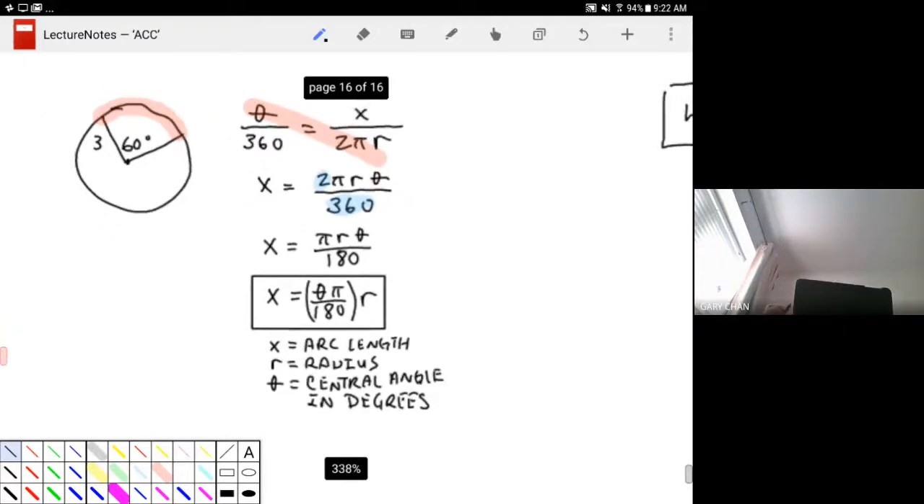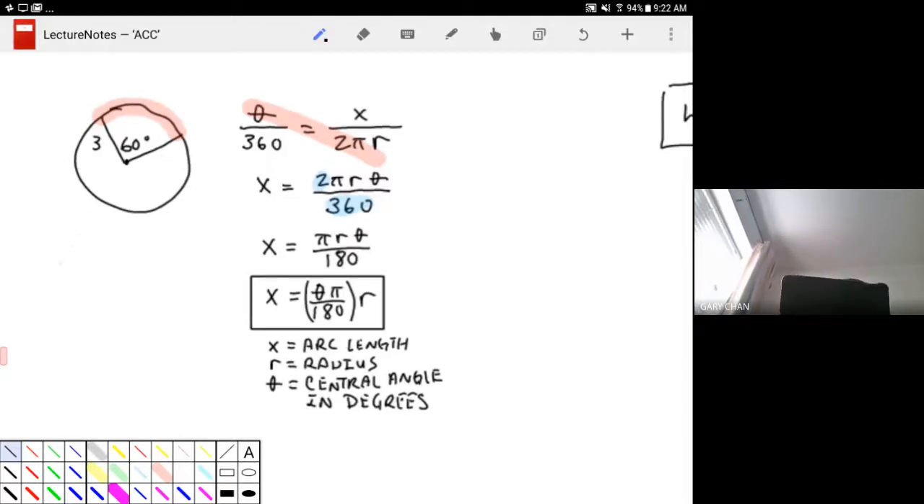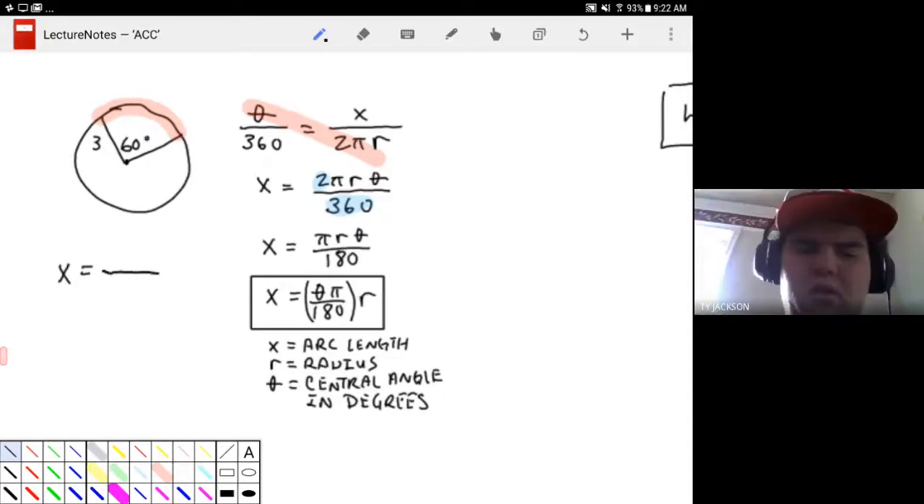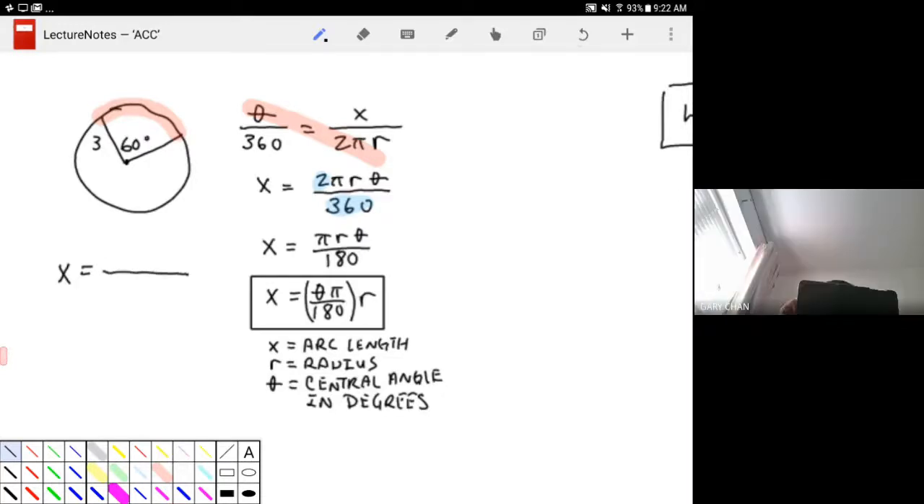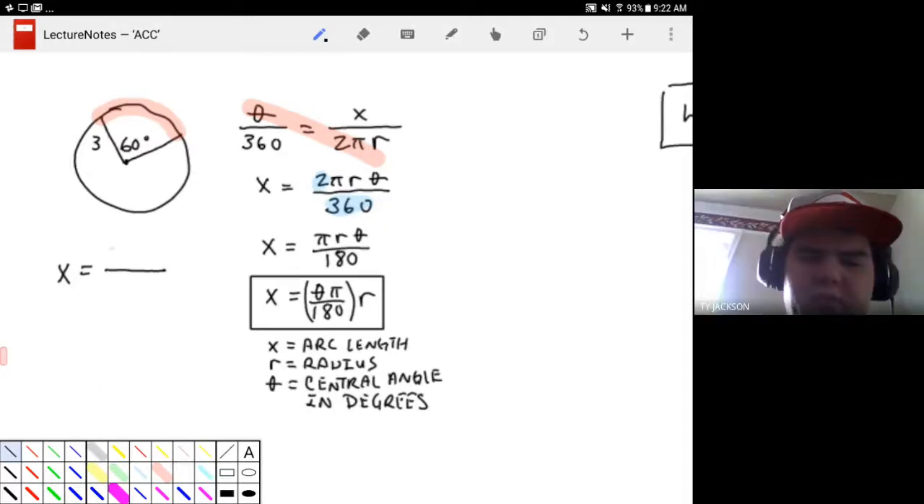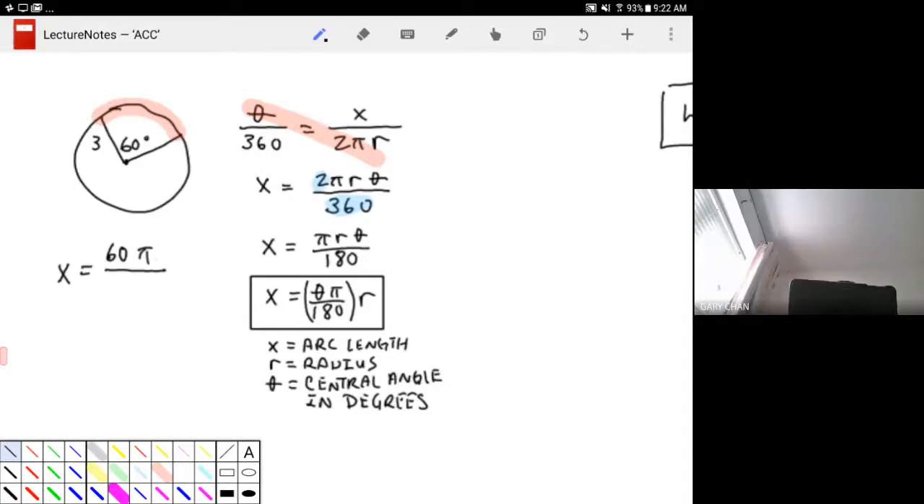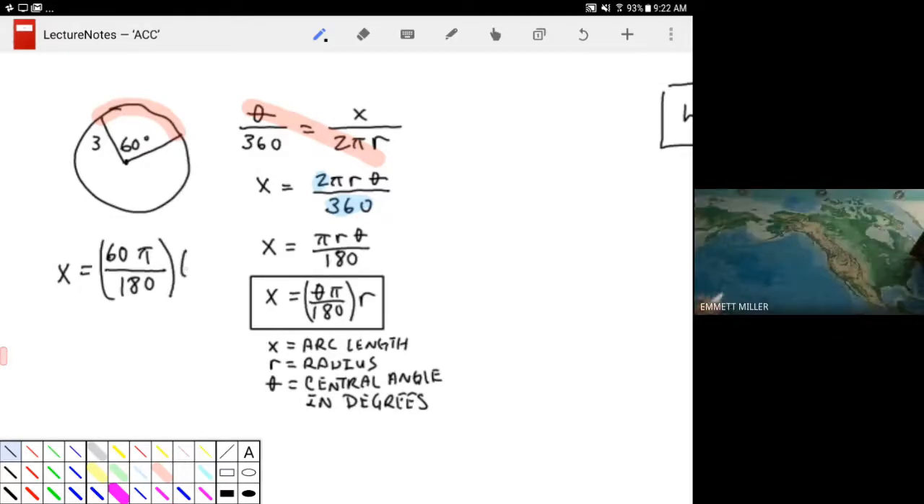So, to answer this question, you're asked to find out what the arc length is, right? The stuff that I've highlighted there in pink. Isn't that really just x? Yeah, but we need to find a value for it. That's right. So, Ty, what are we going to substitute in for theta? Theta will be 60. Nicely done. And it's divided by 180. Do we know what r is? R is 3. Nice.